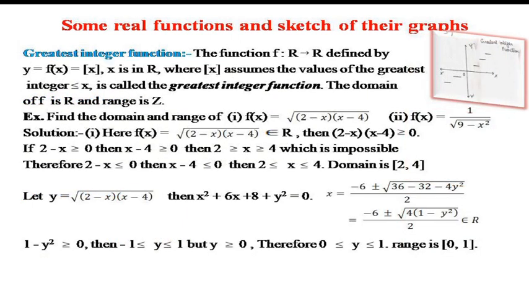Next one is your greatest integer function. A function f from R to R such that y equal to f(x) equal to [x], x within a third bracket. A greatest integer function is always denoted by writing the variable inside a third bracket, where this x inside the bracket assumes the value of the greatest integer less than or equal to x. It is known as your greatest integer function.